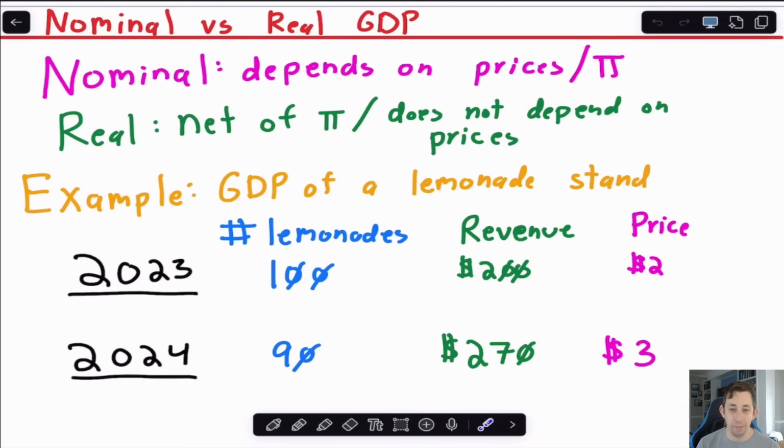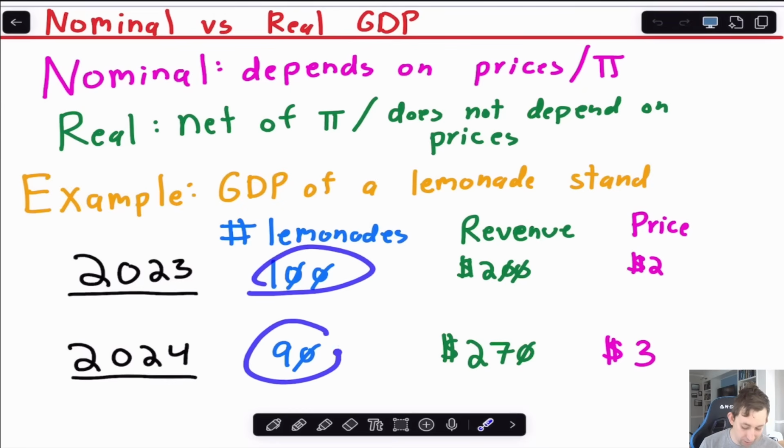Just as a really basic example of the difference between nominal and real, let's say that you're measuring the GDP of your lemonade stand in your local neighborhood. Maybe in 2023, you watch that lemonade stand every day, and they sold 100 lemonades. And in 2024, they only sold 90 lemonades. If I were to ask you how the amount of lemonades this lemonade stand produced changed between 2023 and 2024, you would say it fell because it was at 100 and it dropped down to 90.